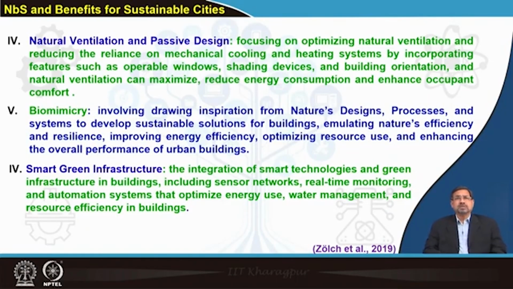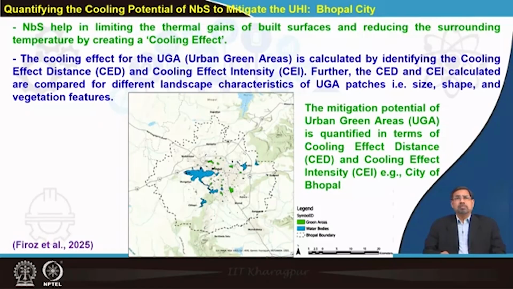Next, let us move on to smart agriculture infrastructure. When we integrate smart technologies and green infrastructure in buildings, including sensor networks, real time monitoring and automation systems, they all optimize energy use, water management and resource efficiency in buildings.